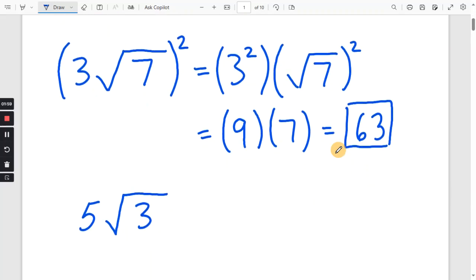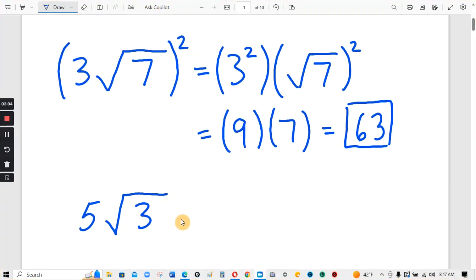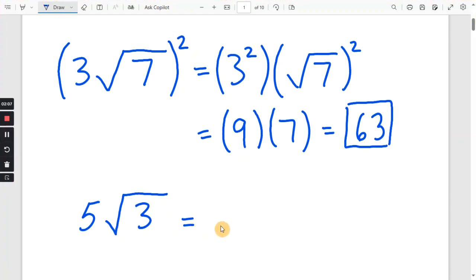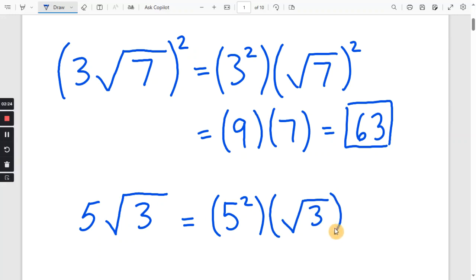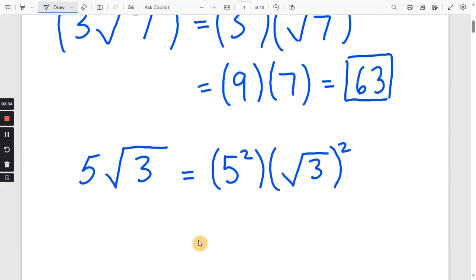All right, you guys try 5 radical 3, please. All right, so Caleb, what did you do, please? Parentheses 5 squared, and then parentheses, radical 3, and after that, squared. So Caleb took each term and squared each one individually. All right, go ahead, Caleb.